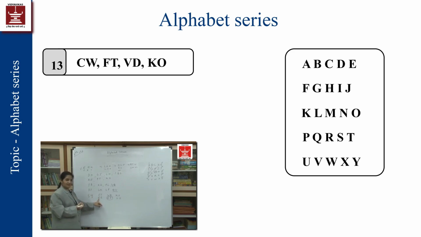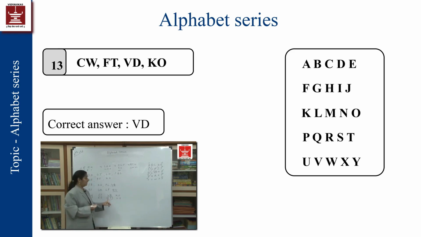FT is again in the same way. They are sixth, but F is written first. So left hand side alphabet series starts with ABCD. F comes first. Similarly, in this case, D should have come first. Instead of having VD, you actually should have DV. But given option is VD and therefore it is an odd option.